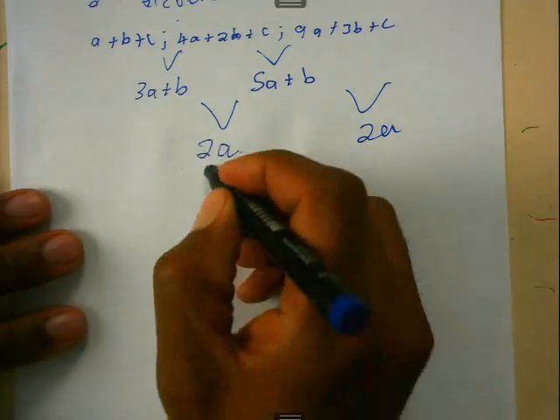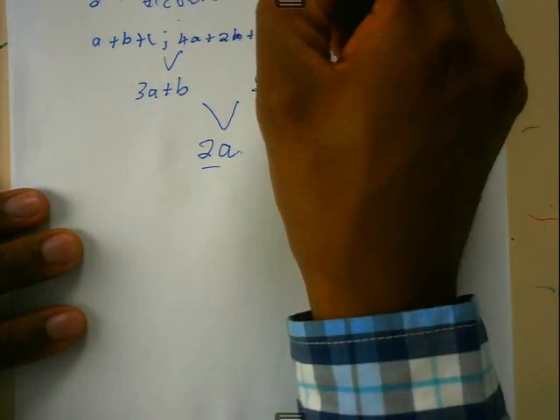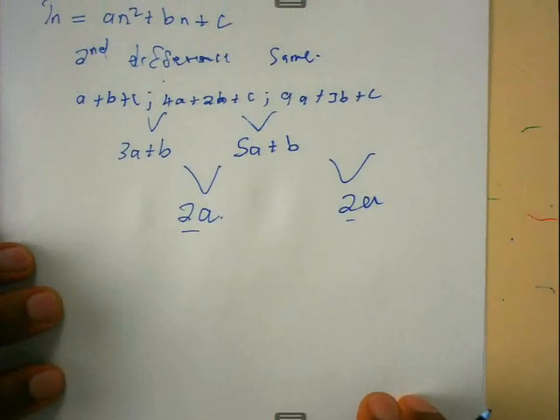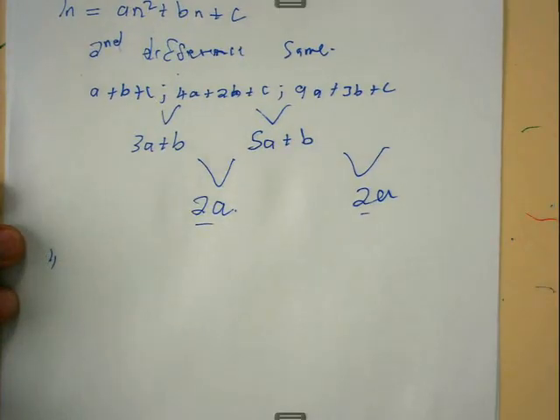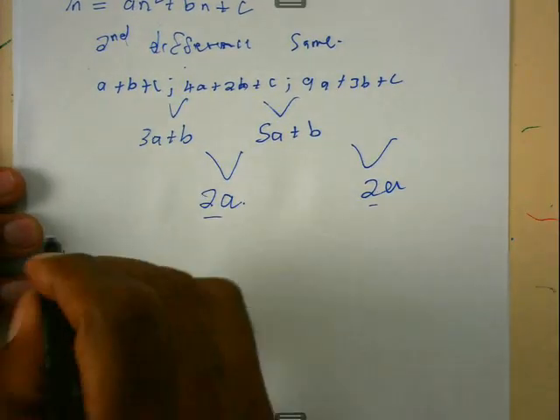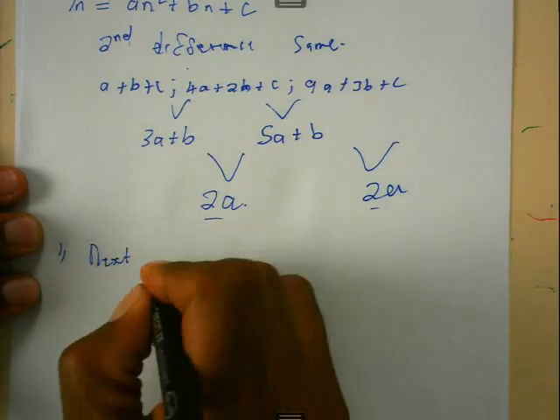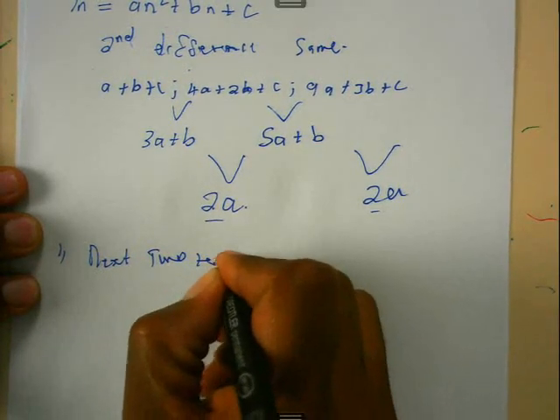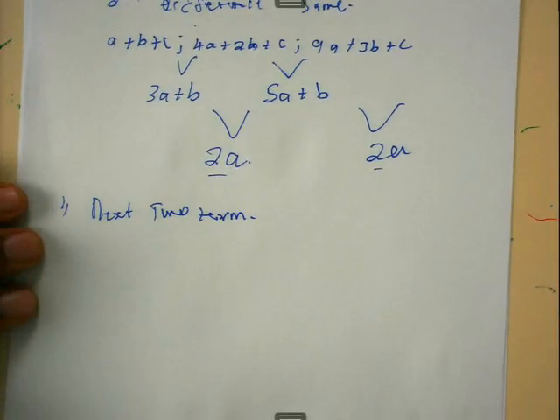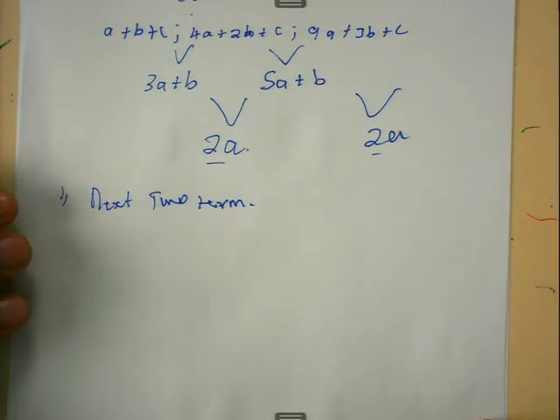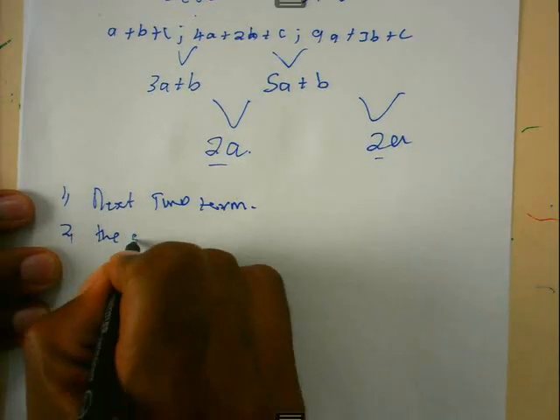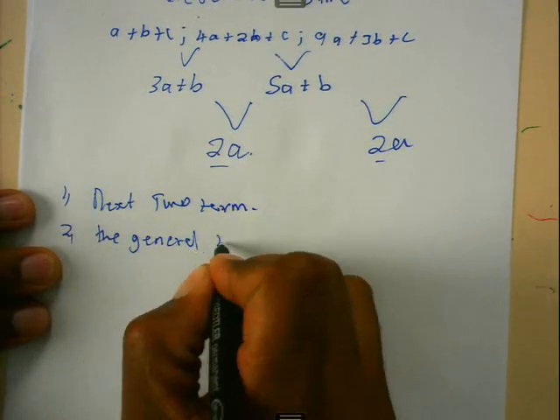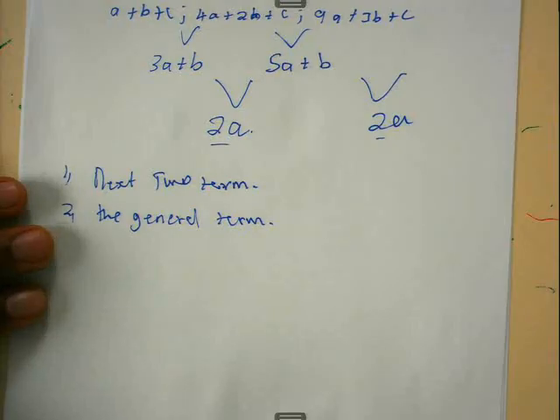That is why we say if the second difference is the same, then we'll take this pattern as a quadratic pattern. Boys and girls, when you solve the pattern, you'll agree with me that you must be able to identify the next two terms, or the next term of that pattern. Second, we must be able to determine the general term. It's very, very important to determine the general term.